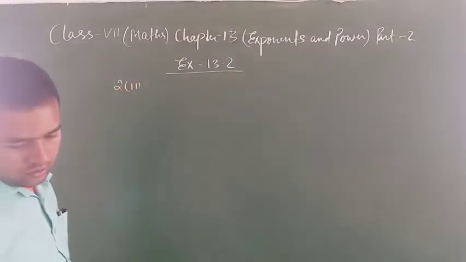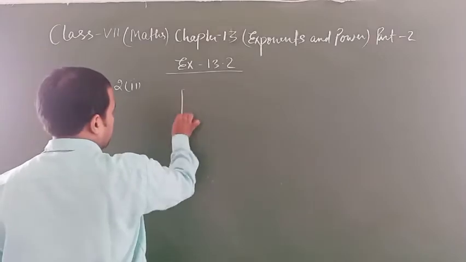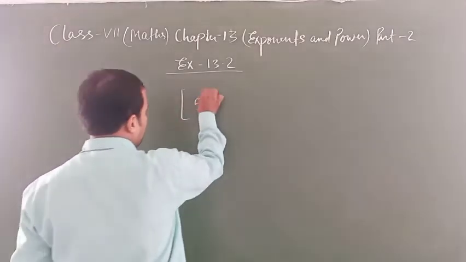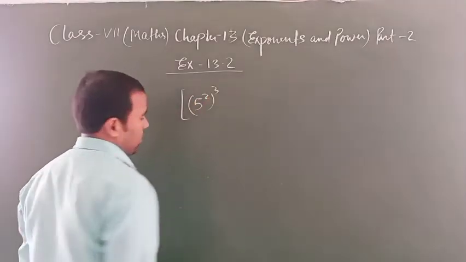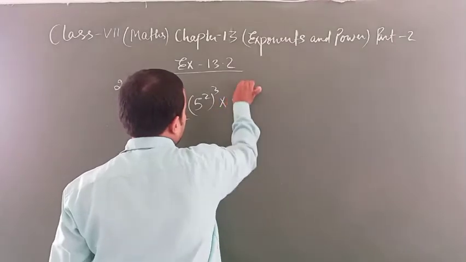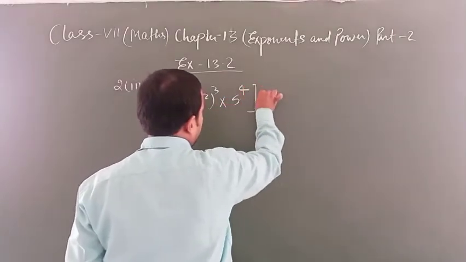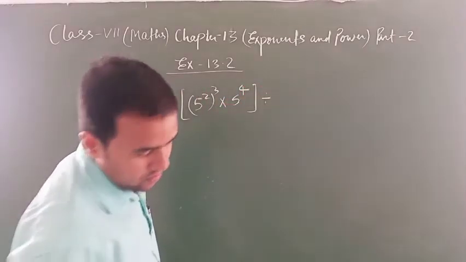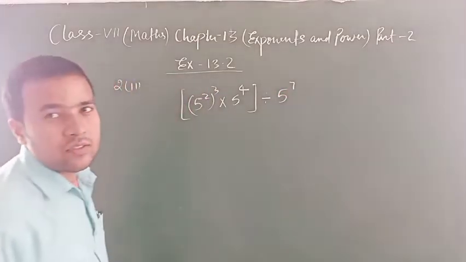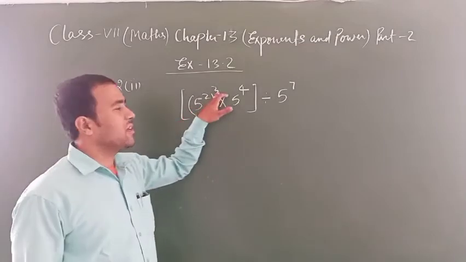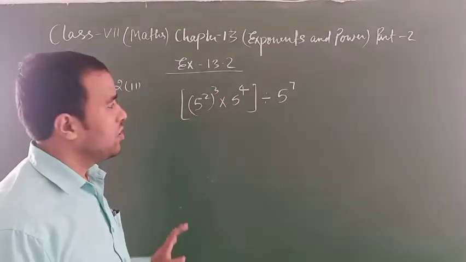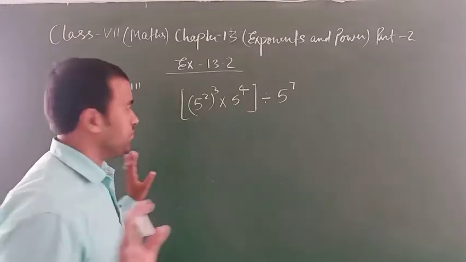Second question. 5 power 2, whole power 3, into 5 power 4, divided by 5 power 7. That is (5 power 2) power 3 into 5 power 4 divided by 5 power 7. No problem is there. Clear?